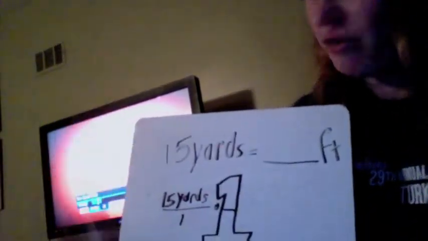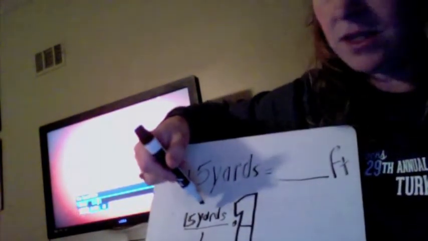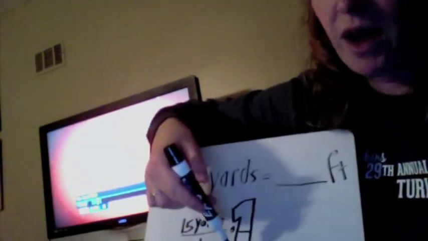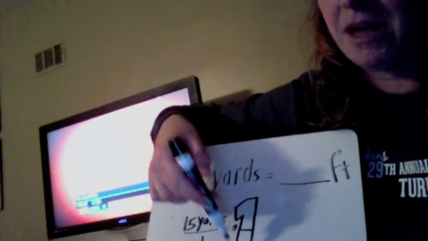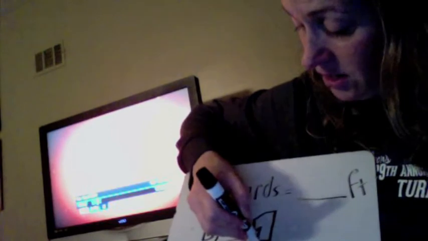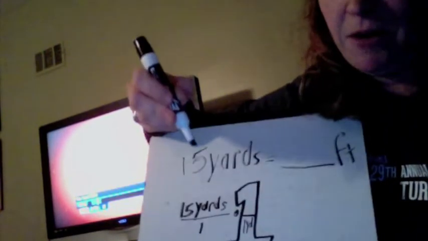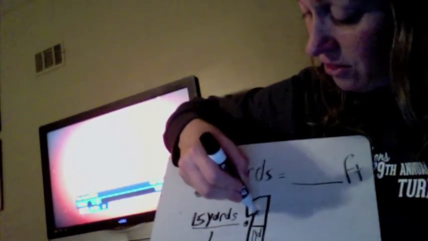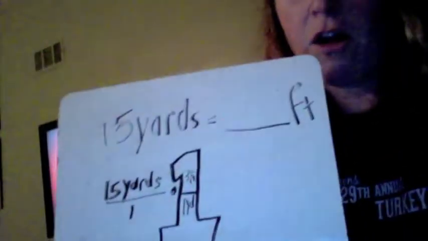3. So I know that there are 3 feet in a yard. Yards is in the numerator, so when I write yards in the magic 1, it has to go in the denominator. So I'm going to have 1 yard in the denominator. But I do know that 3 feet are in a yard.